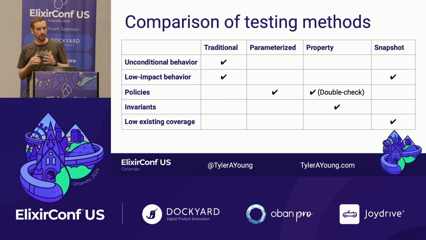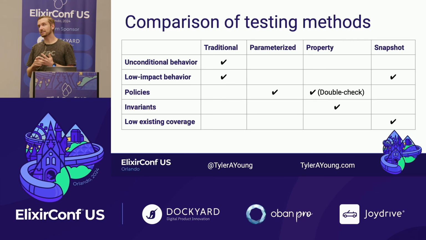So when might we use these? If you've got unconditional behavior, like, as the implementer of the function, let's say you're going to send an analytics event every time a post is created. Don't write a parameterized test that parameterizes on the type of user and the content of the blog post, right? It's unconditional. Just write a traditional test and be done.